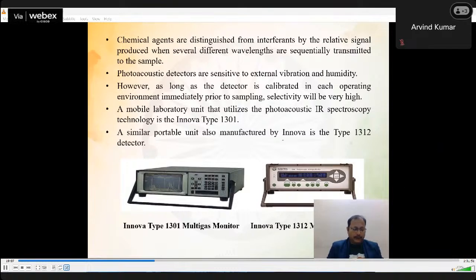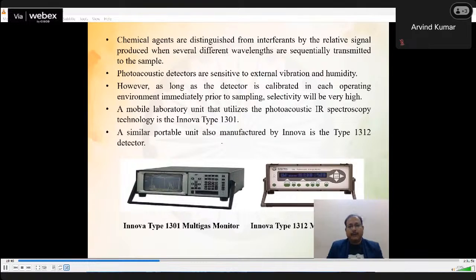When we focus on all these things, we need to understand several other properties. For example, we have to understand what the photoacoustic effect is. It is a phenomenon that occurs when light absorbers in soft tissues generate ultrasound waves. The effect occurs when a material absorbs light, causing sound waves to form. This is the only mechanism utilized for photoacoustic detectors. However, as long as the detector is calibrated in each operating environment immediately prior to sampling, selectivity will be very high.